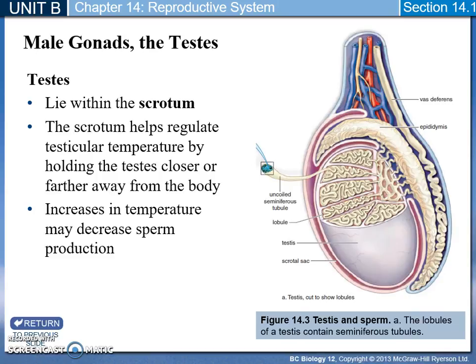So looking a little more closely at the testes, they lie within the scrotum, and the scrotum helps to regulate testicular temperature by holding testes closer to or farther away from the body. So increases in temperature may decrease sperm production.